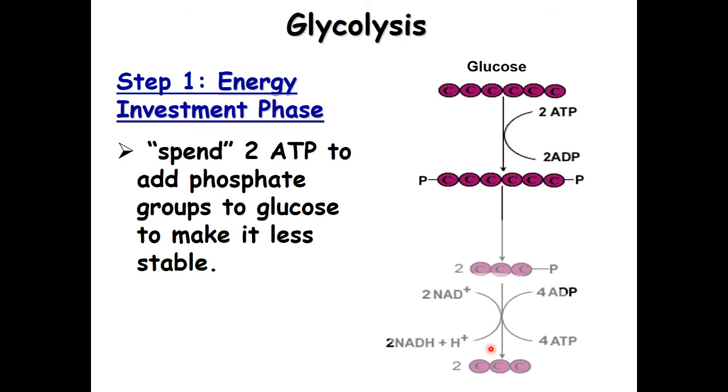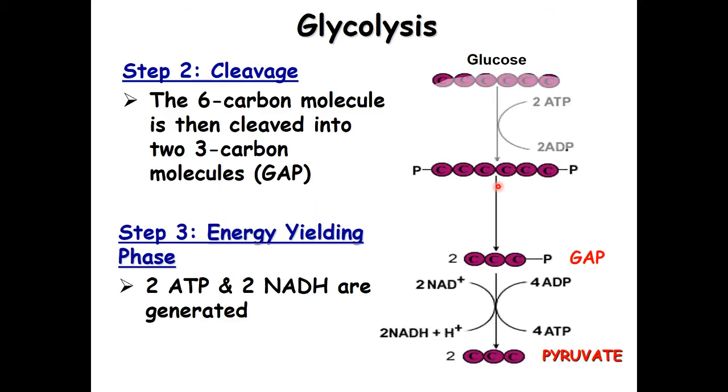The first phase is you actually need to spend some ATP to phosphorylate, to put a phosphate on the ends of glucose like this. When you do that, you make the glucose very unstable, so then you can cut it in the next step. In the next step, the glucose is cut in half, and each half looks like this. It's called GAP. This is called the cleavage phase, the cutting phase.